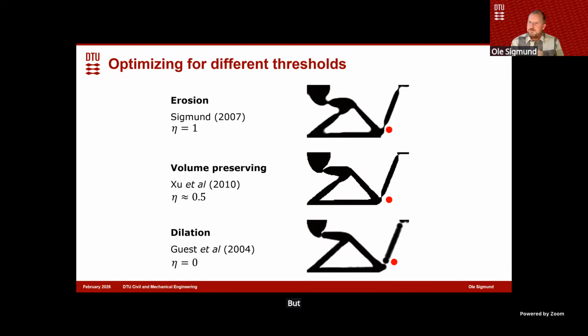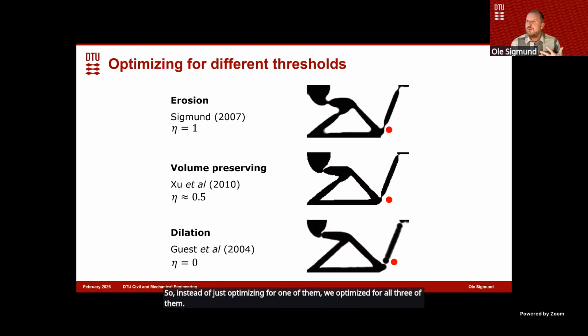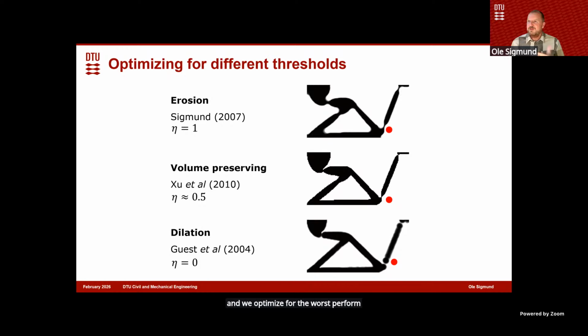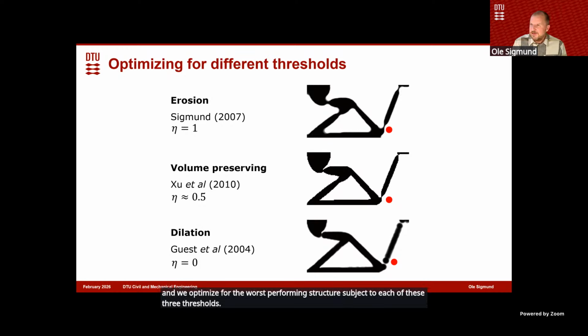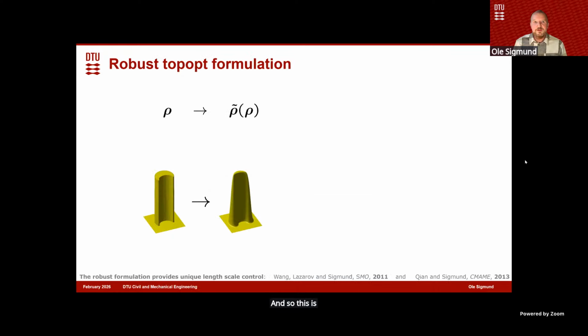But that's what made me originally think, hey, what if we combine the 3? So instead of just optimizing for one of them, we optimize for all 3 of them, and we optimize for the worst performing structure subject to each of these 3 thresholds. And so this is what I call the robust topology optimization formulation.